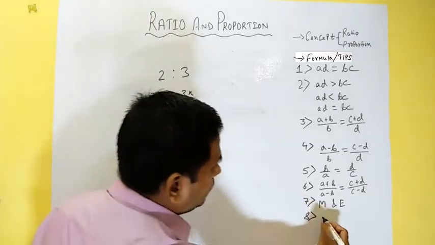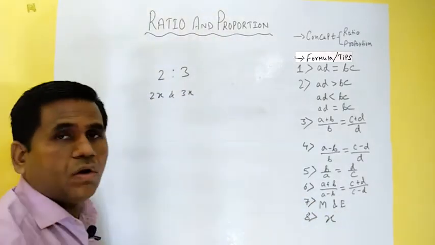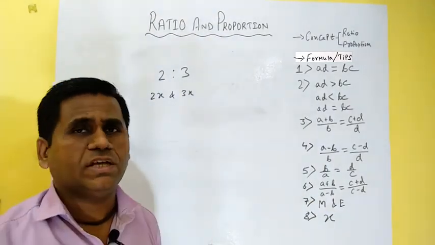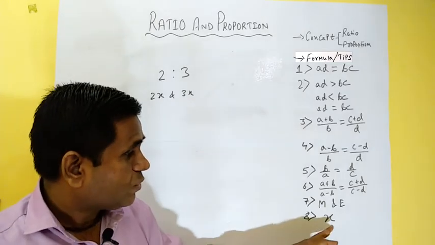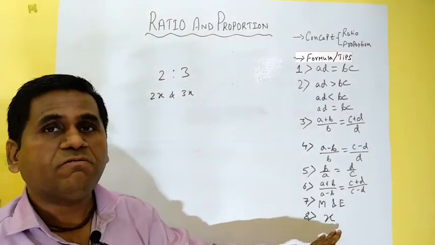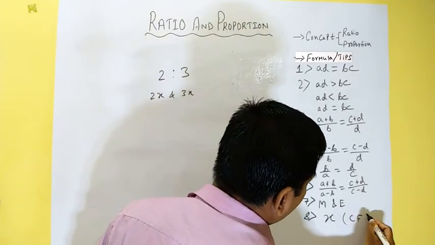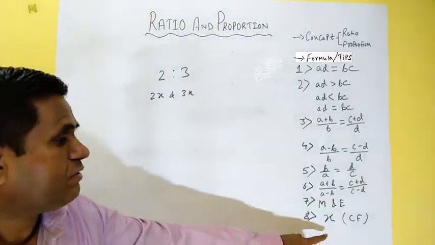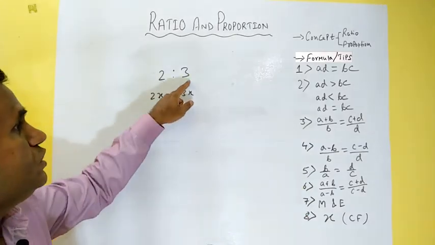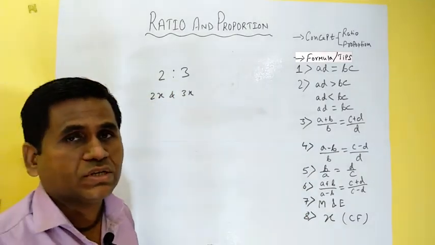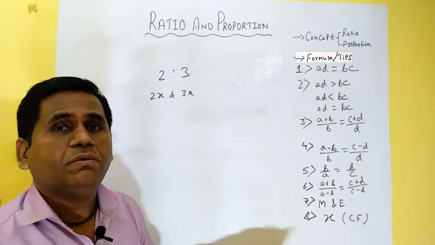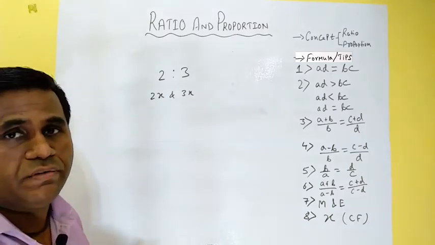So here we always assume x, or you can take any variable like k or z, as a common factor. In brackets I will write CF, common factor, which when multiplied to the ratios will give you the actual result. For this eighth one, we will see a very small example, friends.